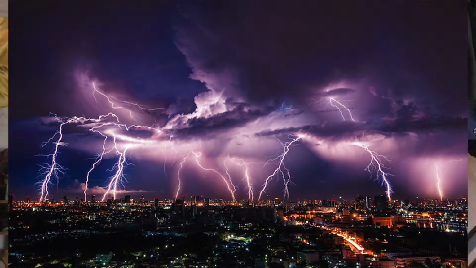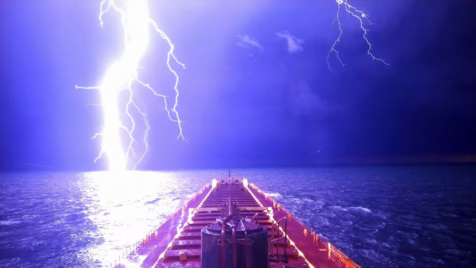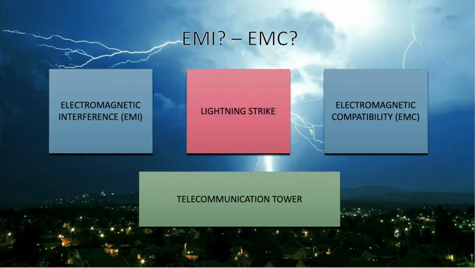As we all know, lightning strikes are very dangerous to living and non-living things. On average, a lightning strike contains approximately 50 million volts, carrying 18,000 to 20,000 amperes of current. Telecommunication towers are one of the preferential points for direct lightning strikes, as they are located in open areas and are usually tall and high.